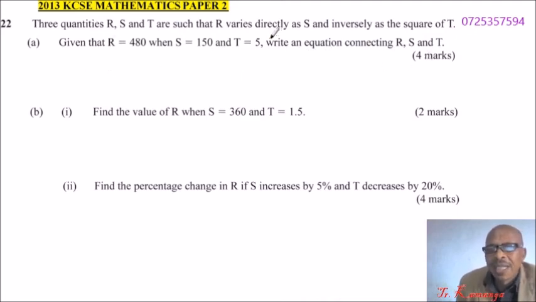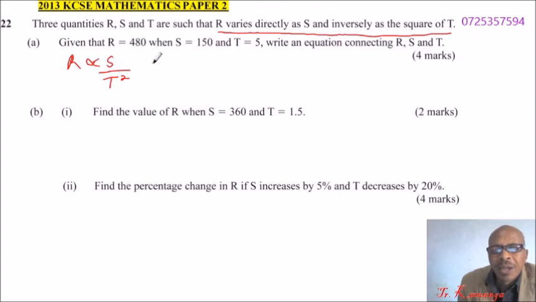So from the statement here, this question is from form 3, that is variation. We can be able to get the equation. So we use the first statement. We are told R is directly proportional to S and inversely proportional to T squared. So we can write this as an equation. R is equals to K S, you divide by T squared. So we can make K the subject. K is equals to R multiplied by T squared, you divide by S.